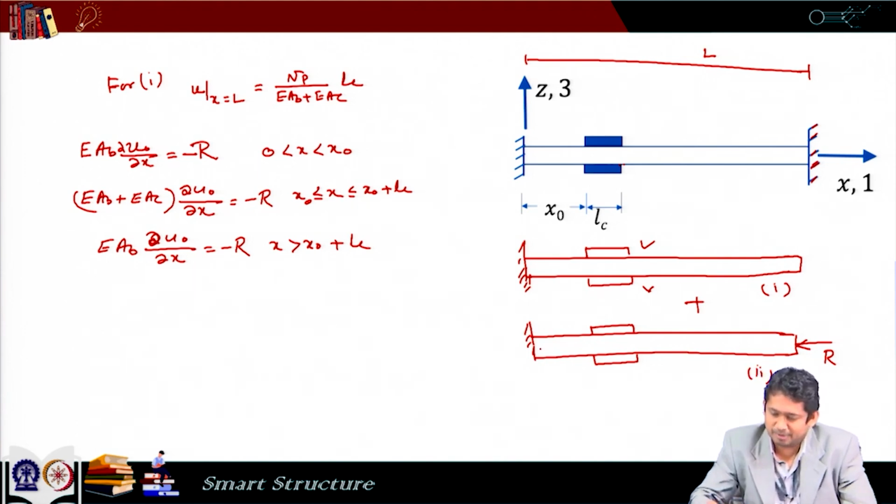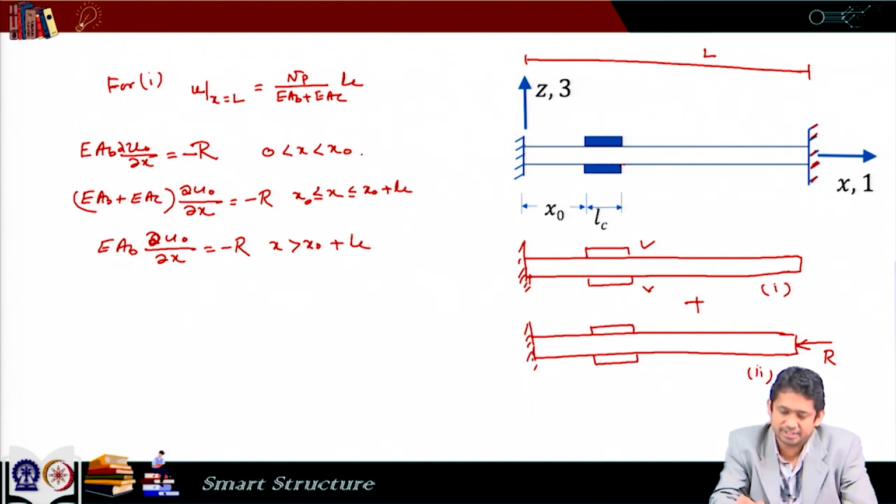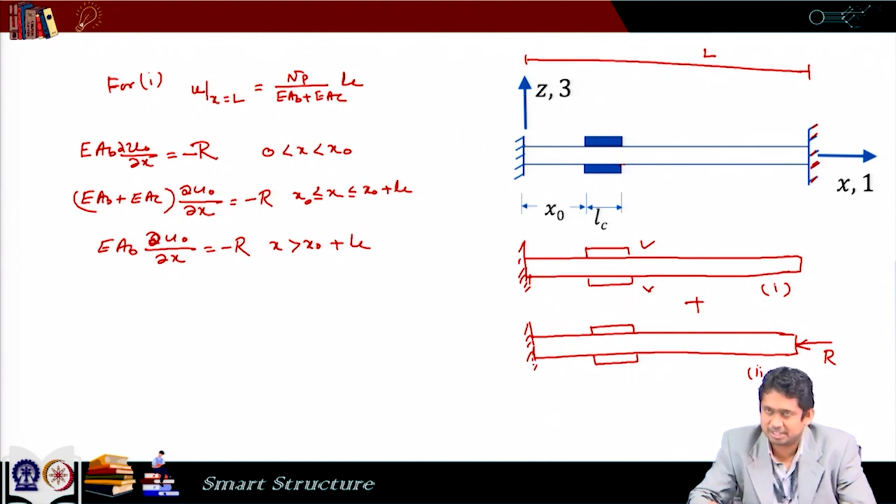Again we can solve this problem. We can integrate these 3 separately, and it will give us 3 constants. We can specify the boundary condition here, displacement is 0, and we can say that displacement is continuous here and continuous here. That will help us get all the constants. After we get all the constants, we can find out the displacement here.